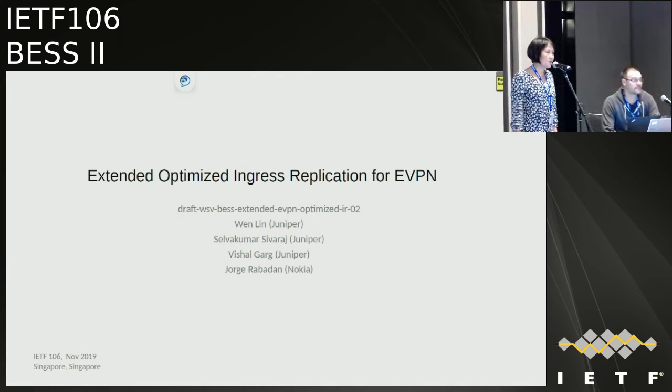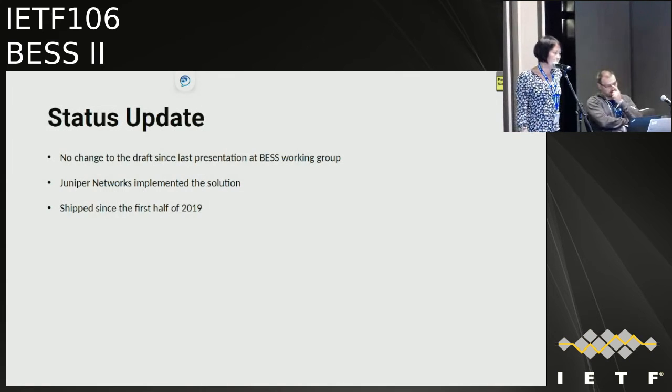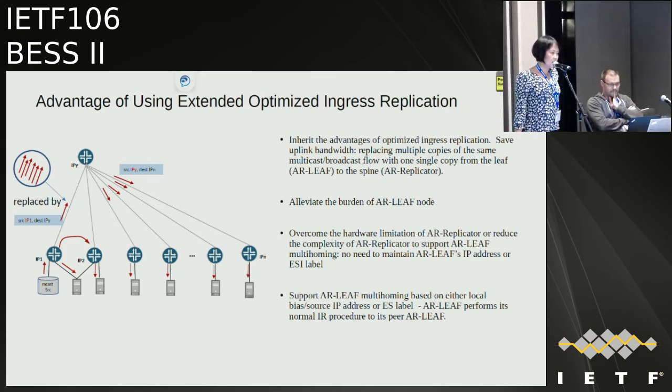Here is a quick update for the extended optimized ingress replication for EVPN. We presented maybe two IETFs back. So what has changed? There is no change on the draft front, and Juniper has implemented this feature and shipped it in the early part of this year. Just a quick summary: this feature is based upon optimized ingress replication, so it inherits all the good benefits of optimized ingress replication.